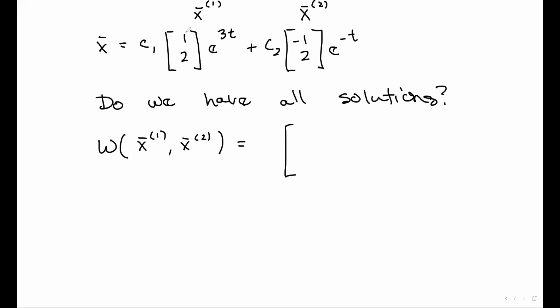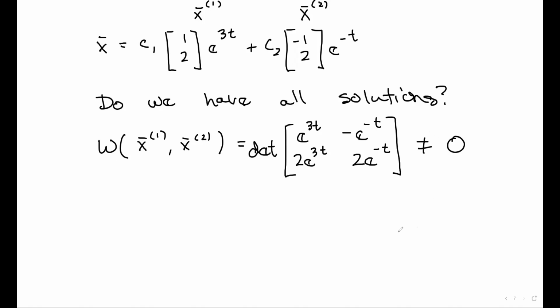So let's do that. To do that, you need to take your vector here and multiply it by the function, because we want to have functions in our matrix. So we're going to have e to the 3t and 2e to the 3t. And then take this one and multiply it by that one. We're going to have negative e to the negative t and 2e to the negative t. Okay, so to calculate the Wronskian for solutions to a system of differential equations, you take your solutions, create a matrix with them, and then check that the determinant of that is not equal to zero.